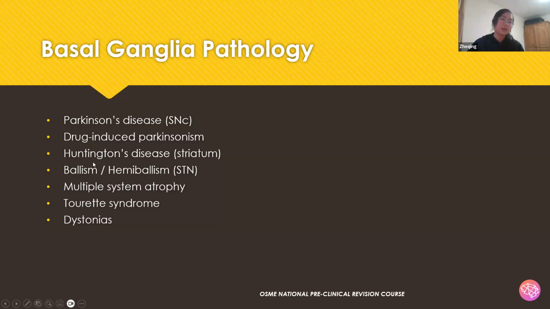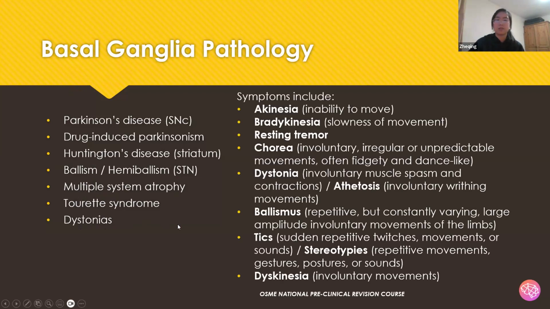And besides Parkinson's and Huntington's, you can also get multiple system atrophy or Tourette syndrome or just dystonias, other types of dystonias.